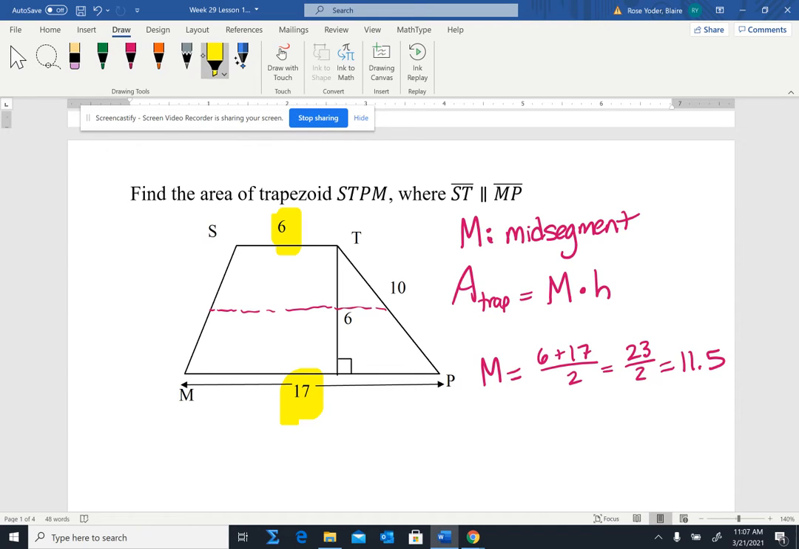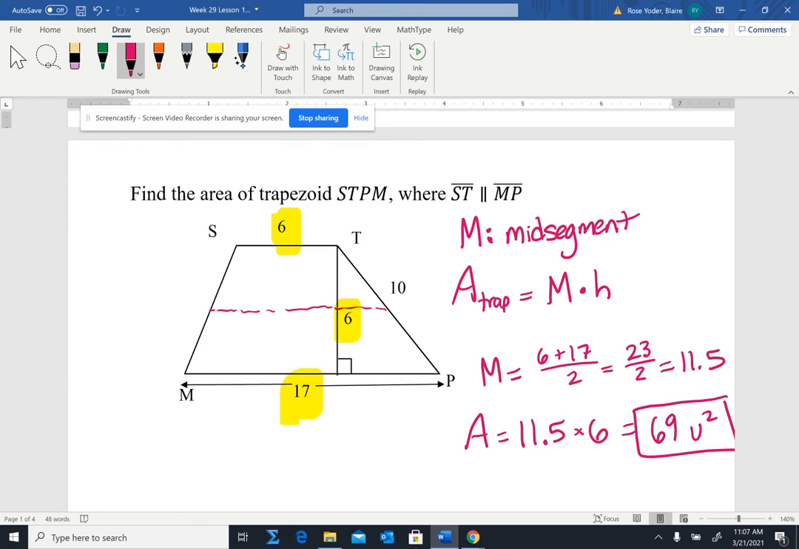The 6 is the height of the trapezoid, so we don't have to find the height. So we are already ready to find the area. We are just going to go mid-segment, which is 11.5, times the height, which is 6. All right, let's type that into the calculator and see what we get. 11.5 times 6 is 69 square units.